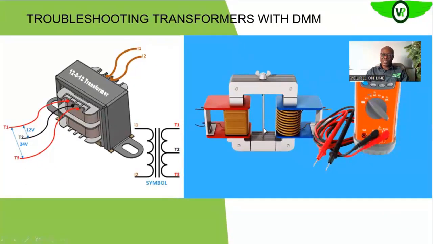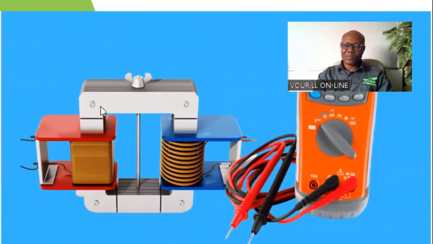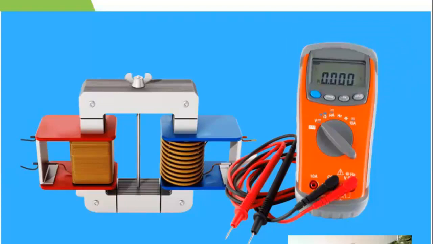So you can see this is the yoke of the transformer. Then you see we have the two sets of winding on separate legs of the yoke. So in this kind of arrangement, the possibility of us having a winding to winding short, that is a short between the primary and the secondary, is very, very low. Okay. So what you do in this case is that you can test for continuity when the circuit is dead.